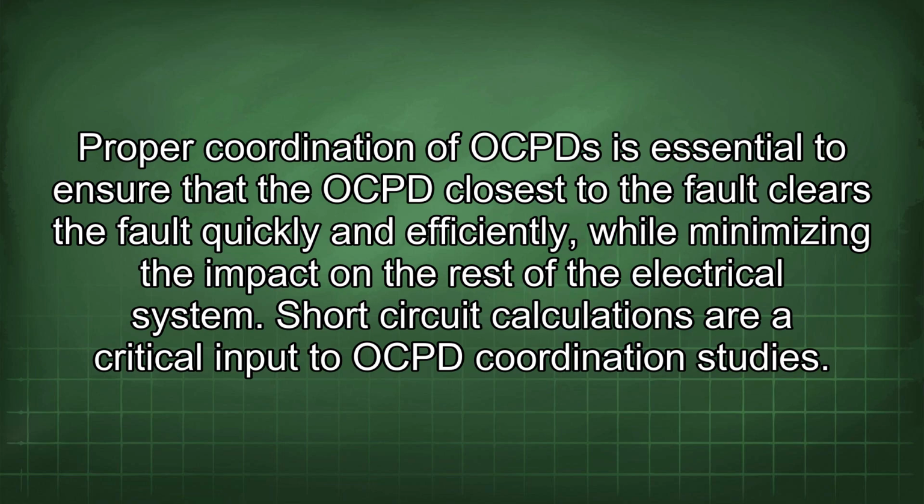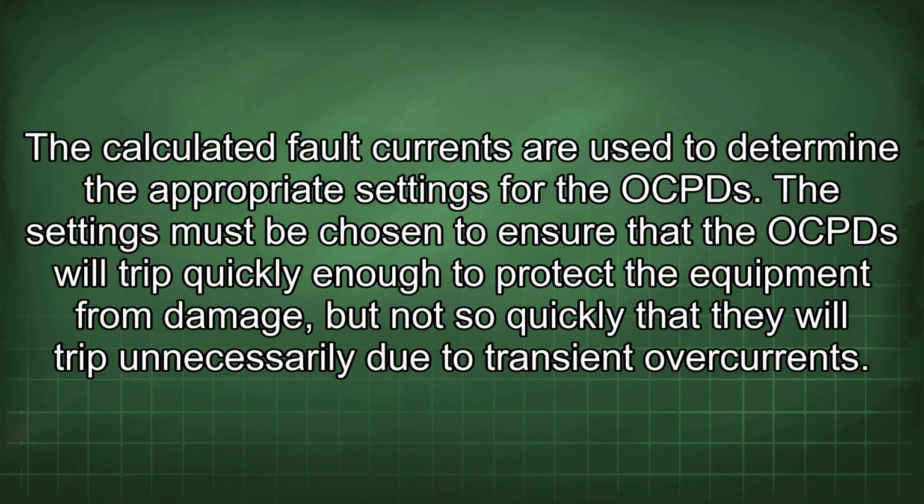Short circuit calculations are a critical input to OCP coordination studies. The calculated fault currents are used to determine the appropriate settings for the OCPs. The settings must be chosen to ensure that the OCPs will trip quickly enough to protect the equipment from damage, but not so quickly that they will trip unnecessarily due to transient overcurrents.